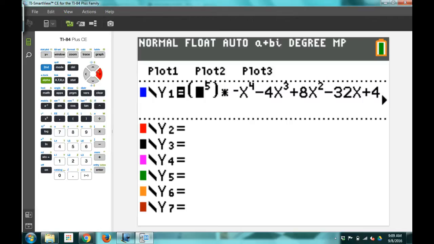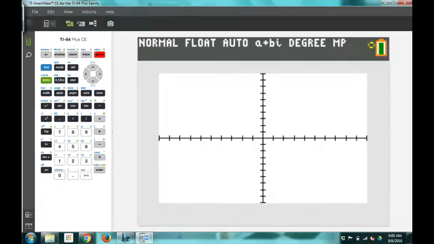I didn't type it in right. Yeah, it should be a minus sign, and then delete that button. And now it should be better. I know what the answer should be.